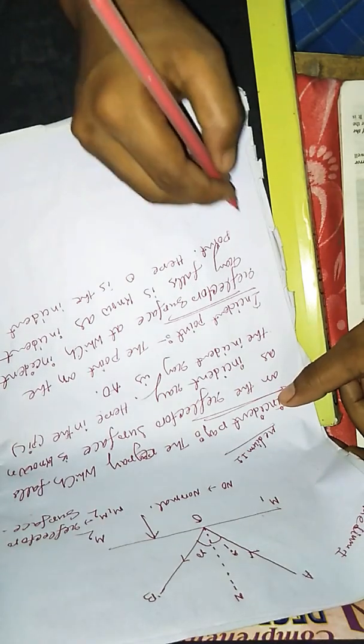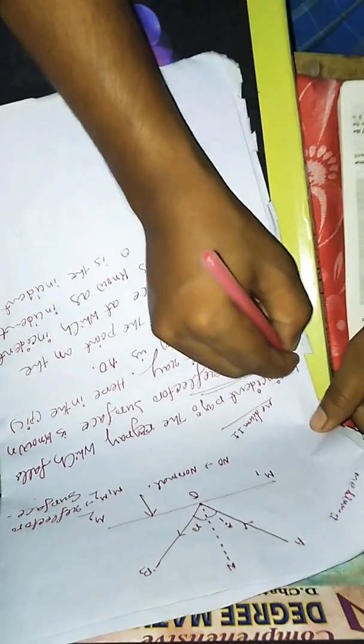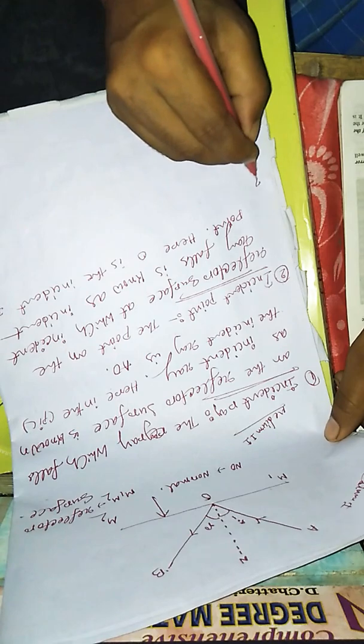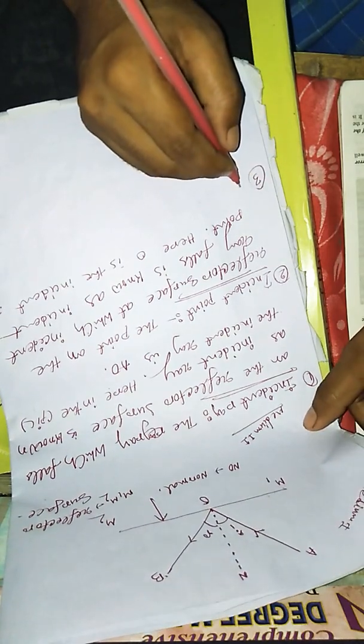Now next, this is the second, this is the first, and then the third definition is the reflected ray.